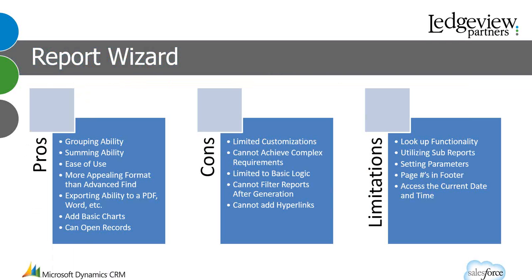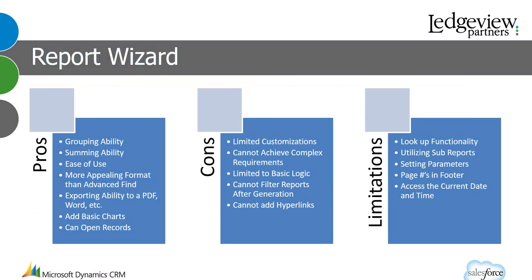As today's webinar is really focused on the reports, let's jump further into the report wizard and look at some pros, cons, and limitations. Some pros about the report wizard, as I touched on, the grouping ability and being able to look at sales reps, accounts, and just group that data together and have a better view of it. Summing ability, as we touched on, being able to sum all the data for estimated revenue or actual revenue. That's something that you can't do in Advanced Find unless you exported it to Excel and then created a formula to generate that information.